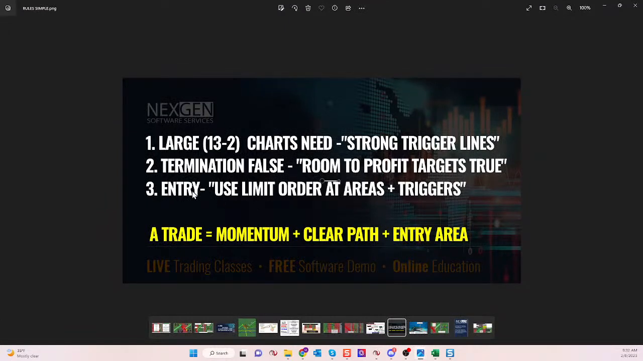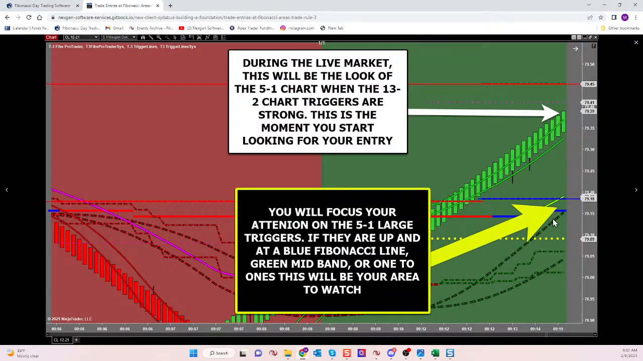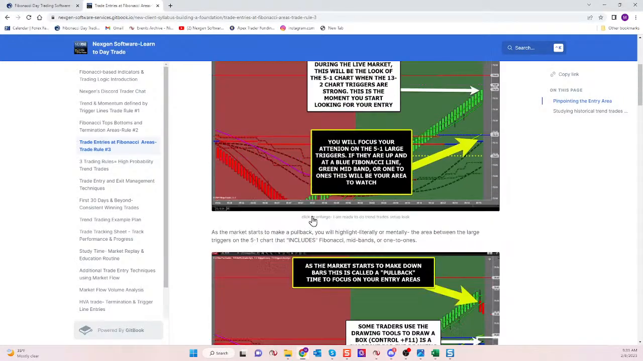Remember, rule number 3 says that we're going to use a limit order at an area inside of favorable large triggers, and this one's consolidated just a little bit. And the part that picture doesn't tell you is we're going to buy or sell a pullback. And what does that mean? That means that while everything is screaming up, we want that market to come down.